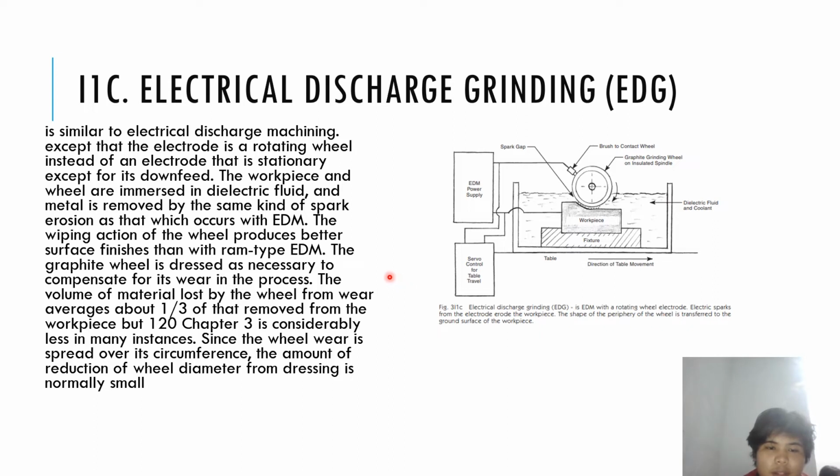The graphite wheel is dressed as necessary to compensate for its wear in the process. Since the wheel wear is spread over its circumference, the amount of reduction of wheel diameter from dressing is normally small, so it doesn't take a lot of the wheel diameter, so it's going to be safe. And it's using the dielectric fluid, so it's going to be safe for the blade.